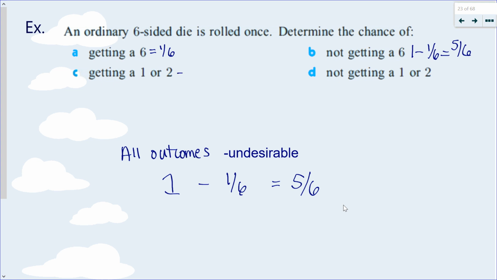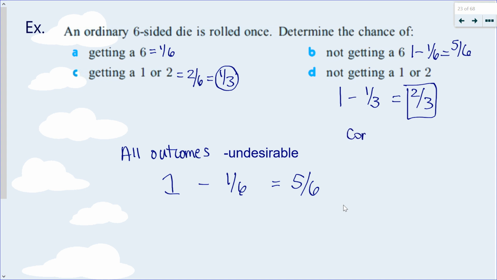Probability of getting a 1 or a 2, 2 out of 6, or 1/3. Probability of not getting a 1 or a 2. So we already calculated the probability of getting a 1 or a 2. So the probability of not getting a 1 or a 2 is all outcomes. So probability of getting all of them is 1. 1, 2, 3, 4, 5, or 6 is 1, minus the undesirable outcome, the 1 or the 2, is 1/3. So the probability of not getting a 1 or 2 is 2/3. So that's called using the complement.